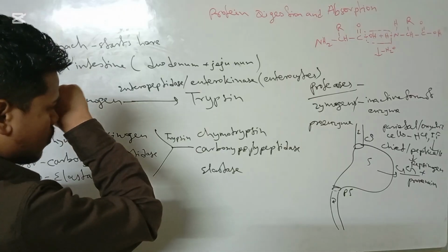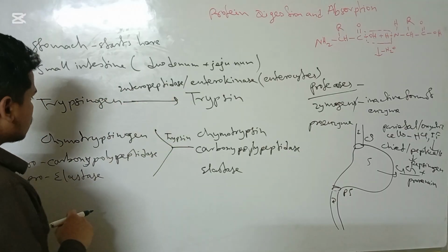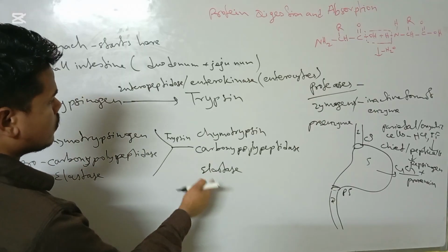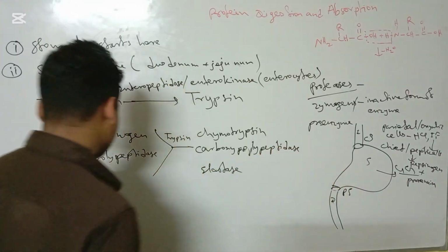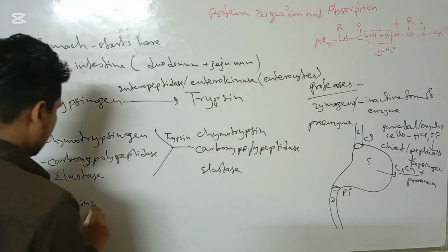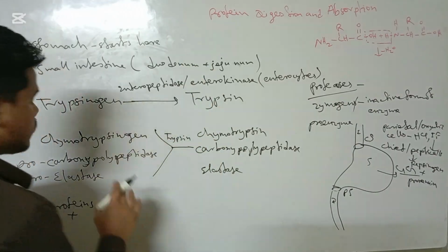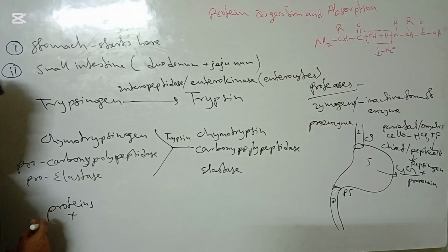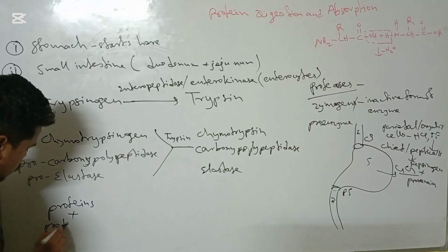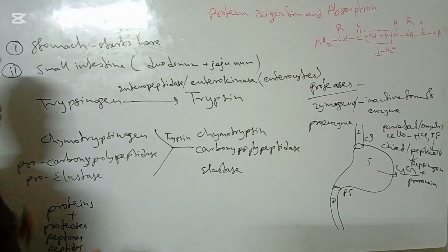Now what I am trying to show is how trypsin acts. From the stomach, some undigested proteins may come directly into the small intestine, or the digested products of protein from the stomach, that is, proteoses, peptones, and peptides.